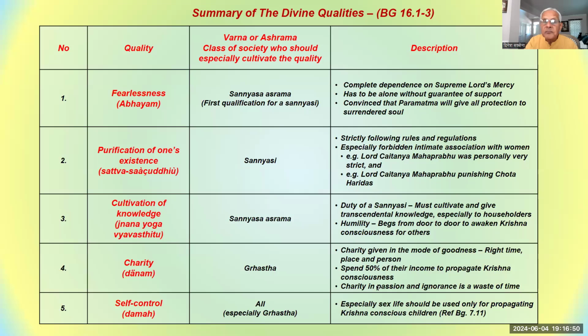Next. Yes, Prabhuji. Charity, danam. Grahastha. Charity given in the mode of goodness, at the right time, place, and to the right person. Spend 50% of their income to propagate Krishna consciousness. Charity in passion and ignorance is a waste of time.